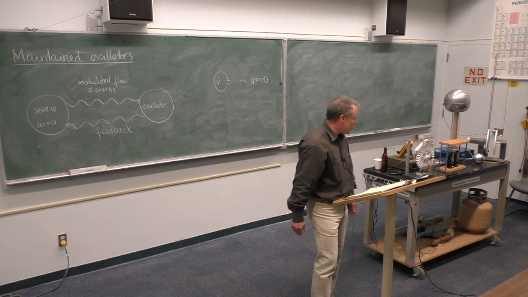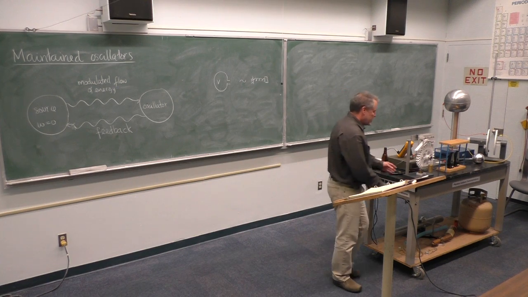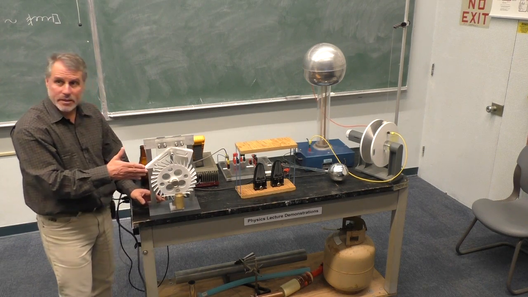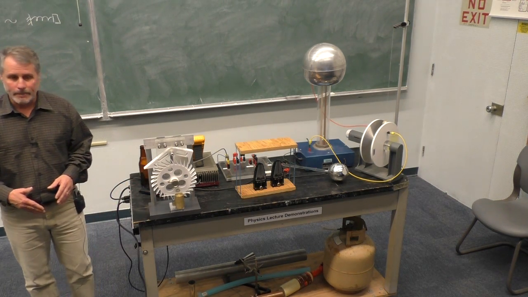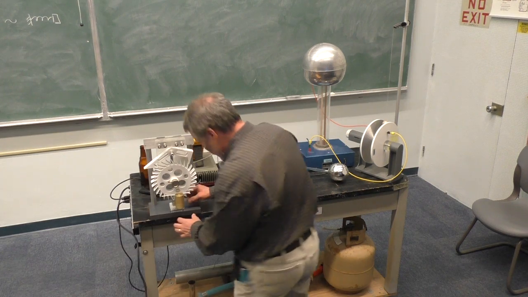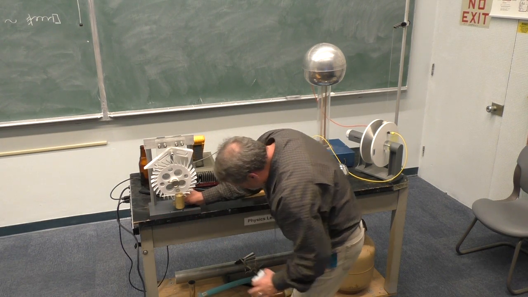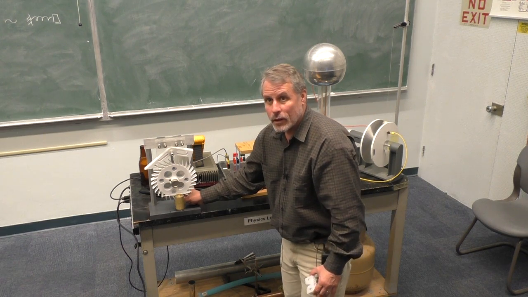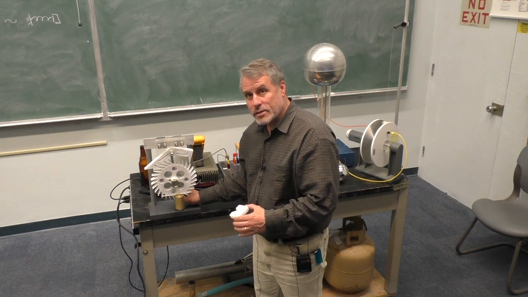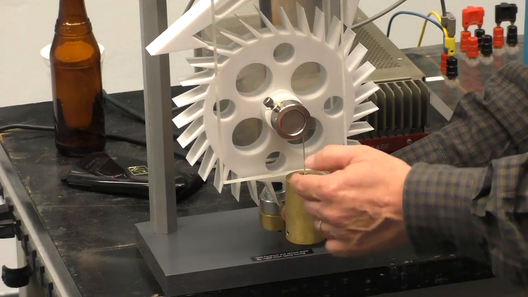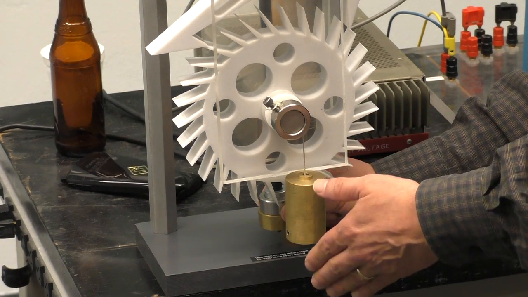Let me show you another one. This is what is called an escapement mechanism. Okay, what is the oscillator in this case? The oscillator in this case is this pendulum going back and forth. And what is the forcing? The force is a DC force, the falling of this weight.